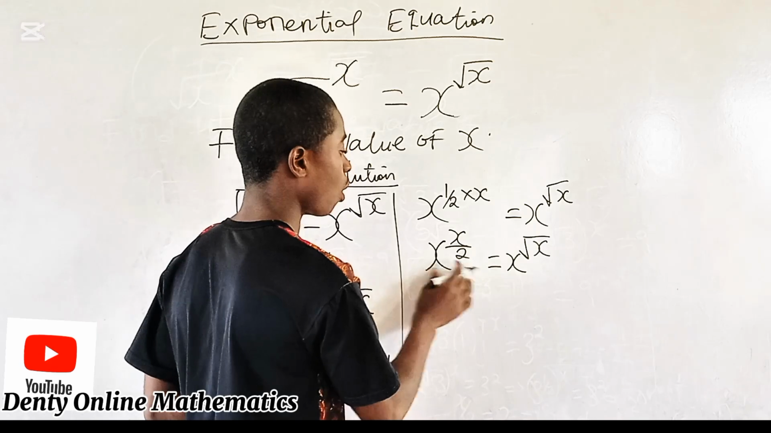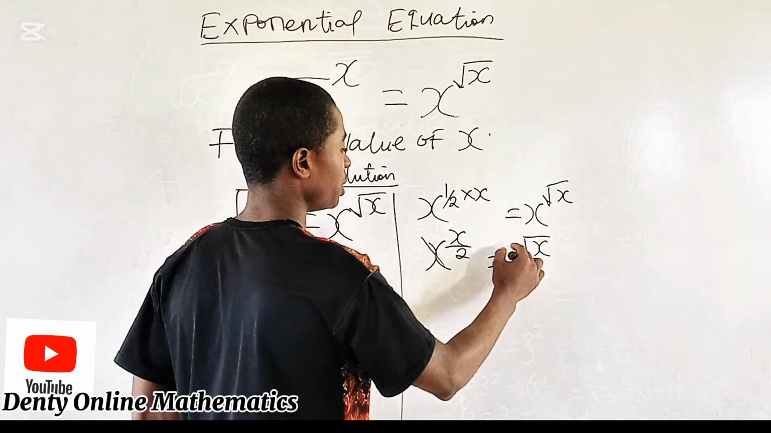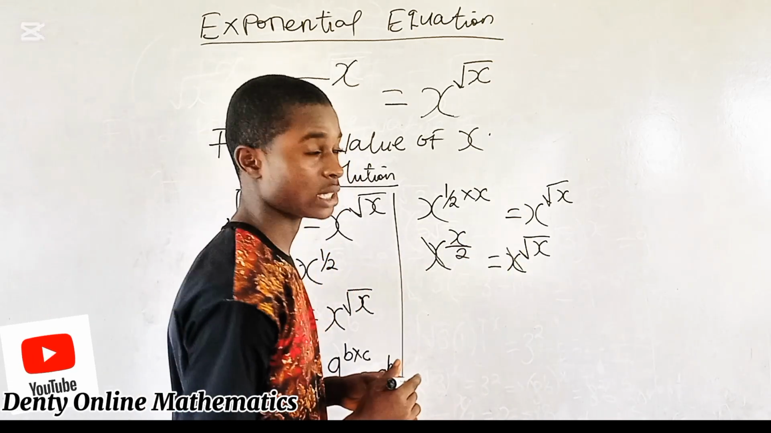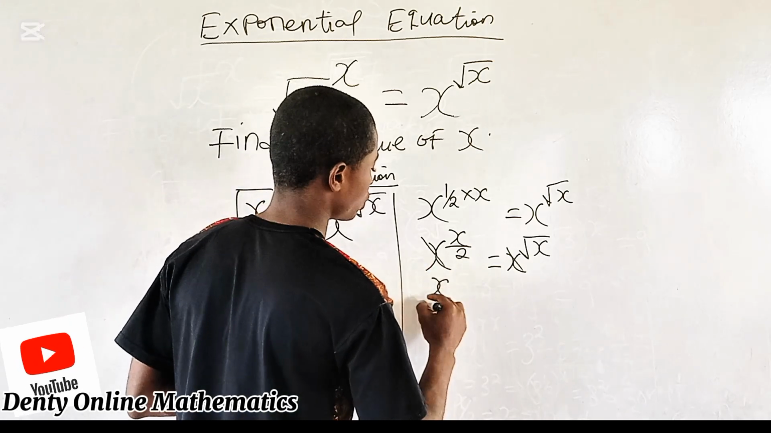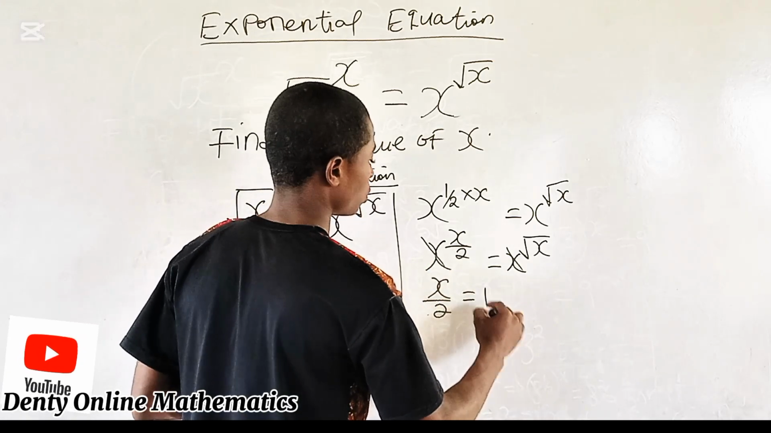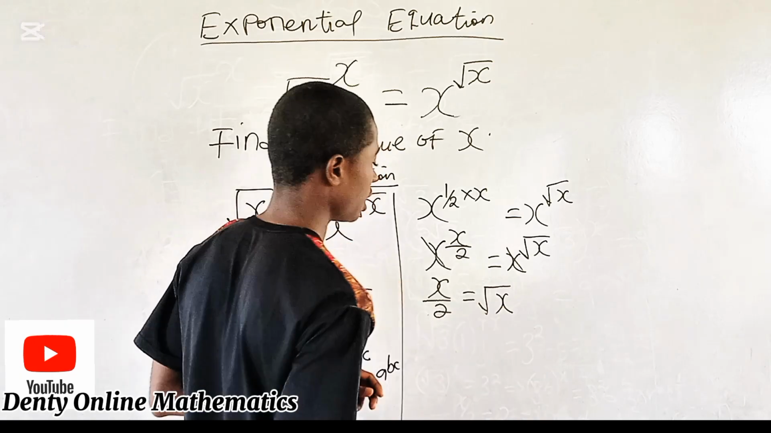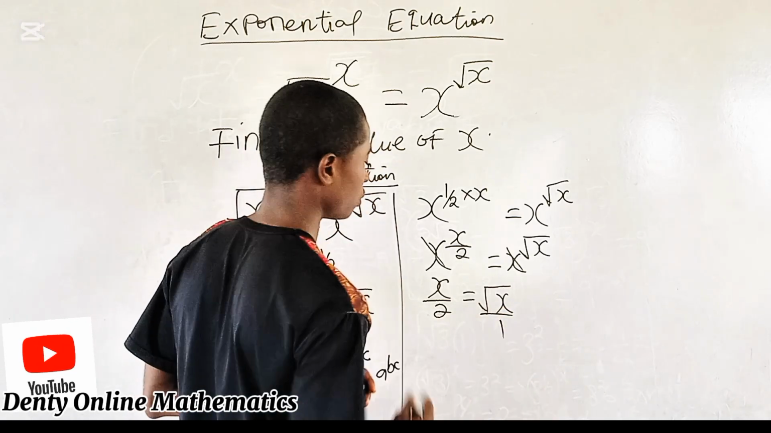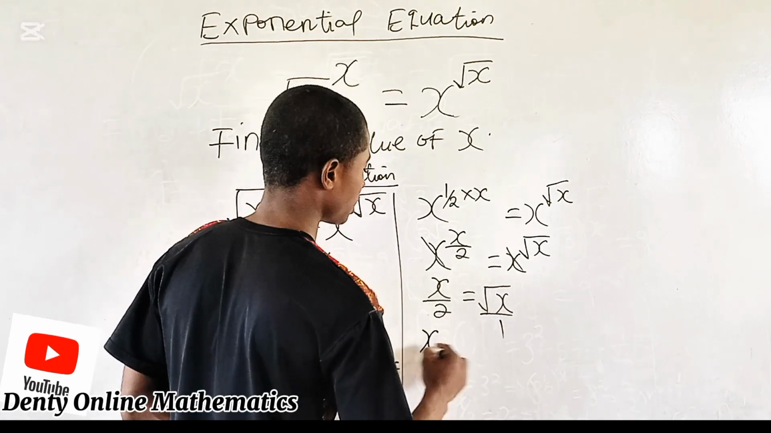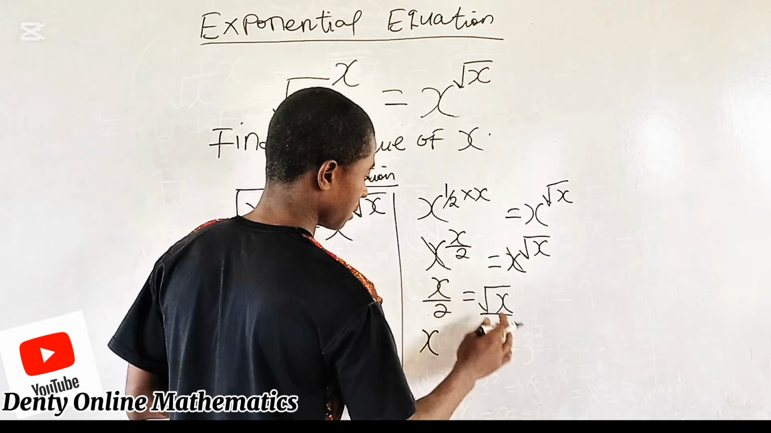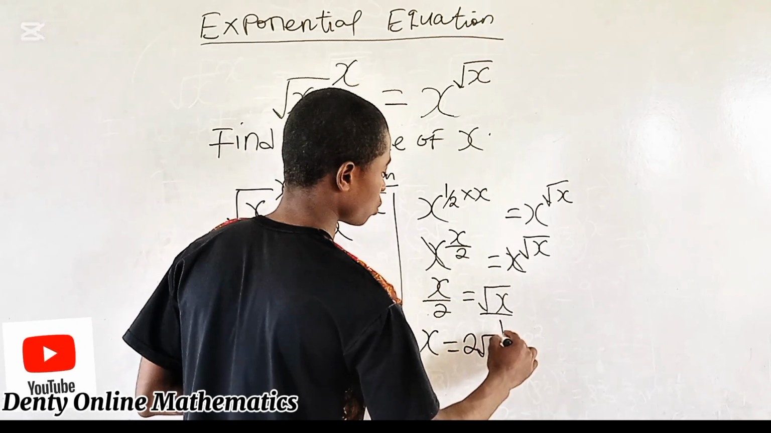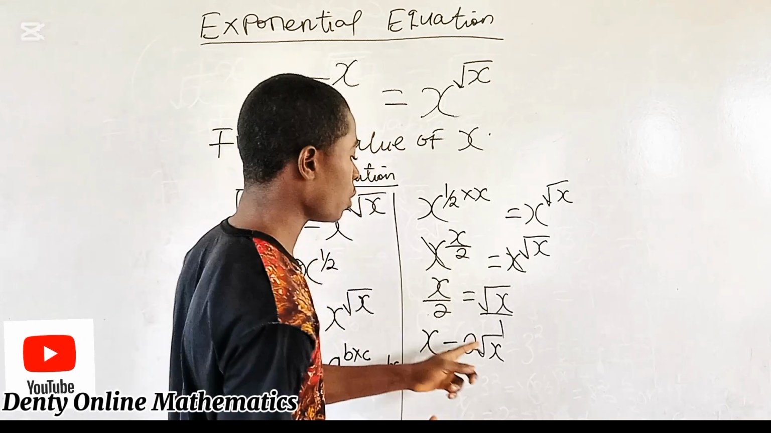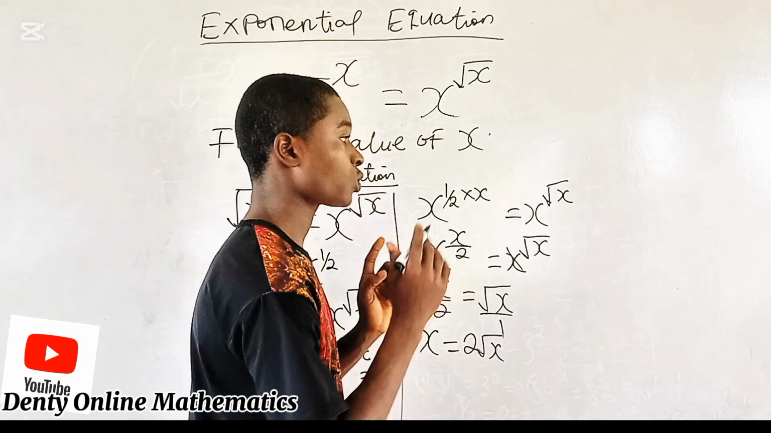We have a common base, so we can do away with the base and work with the exponents by the rule we have here. So x over 2 will be equal to the square root of x. Now here x is over 1, remember, so if you are cross multiplying, you are going to have x times 1 give us x to be equal to 2 times the square root of x, which gives us 2 root x. Now for us to do away with the square root, we are going to square both sides.